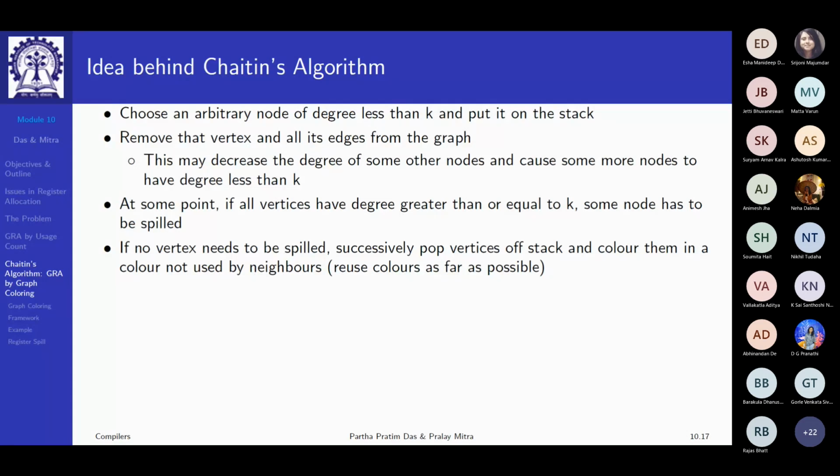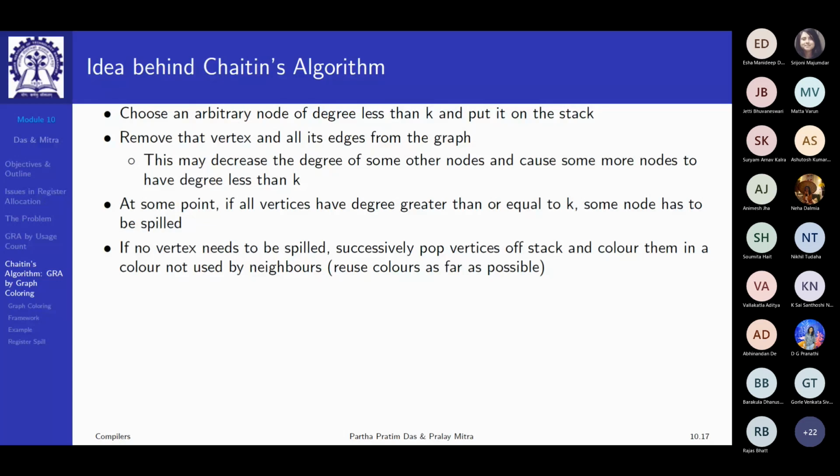We will come to details of that, but spilling basically means that we'll have to choose a node or a variable in the program which cannot get a register. So it will reside in the memory, and every time we use it, we will have to load it from the memory, and every time we define it, we'll have to store it back to the memory.